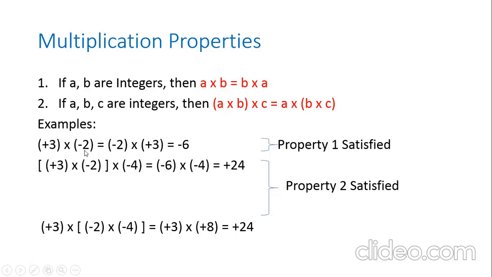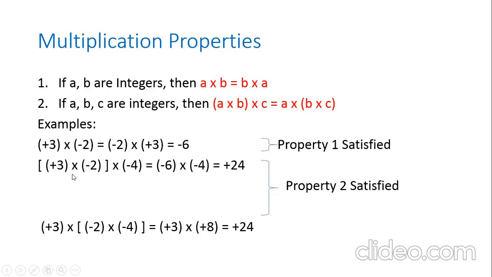+3 multiplied by -2. So plus and minus in multiplication gives us minus, so 3 multiplied by -2 equals -6. This is the same as if we put -2 first and multiplied it by 3. So the first property holds.